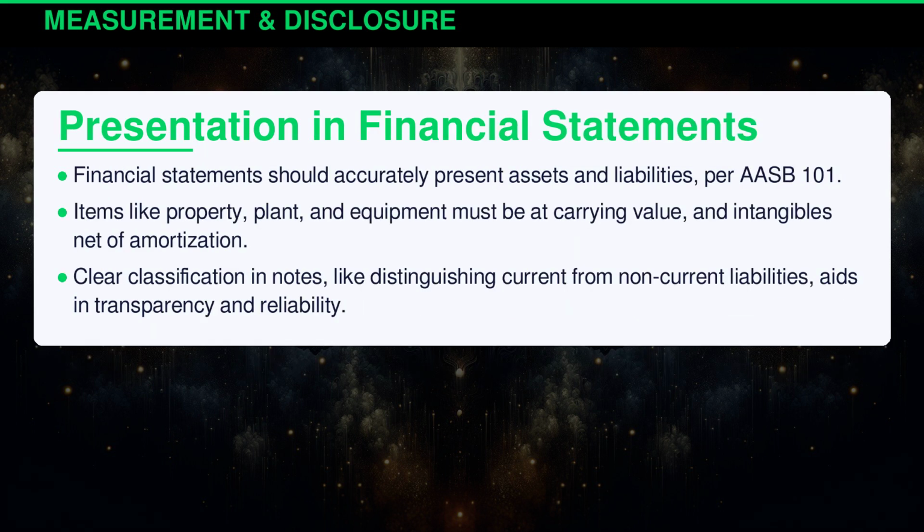Financial statements should accurately present assets and liabilities per AASB 101. Items like property, plant, and equipment must be at carrying value, and intangibles net of amortization. Clear classification and notes, like distinguishing current from non-current liabilities, aids in transparency and reliability.